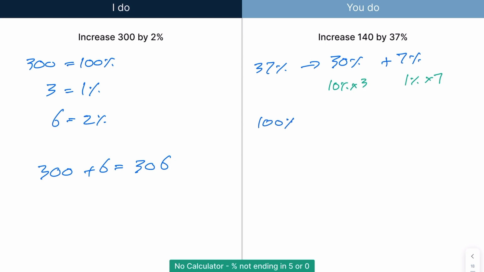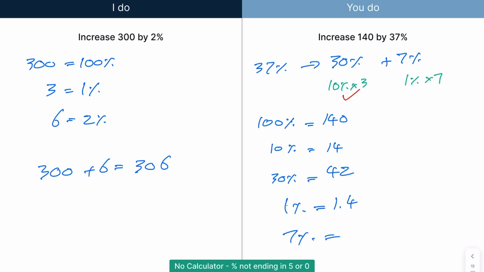So 100% is 140. 10% is 14. Now that I have that, I know how to get to 30%. I just times it by 3. So if I do 14 times 3, I get 42. So now I've solved this bit here. So I've got 30%. I just need the remaining 7%. To find that, I'll just find 1%. So 1% is going to be 1.4, which means that 7% is just going to be times 7.